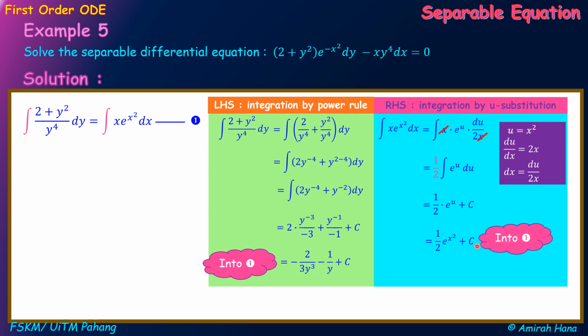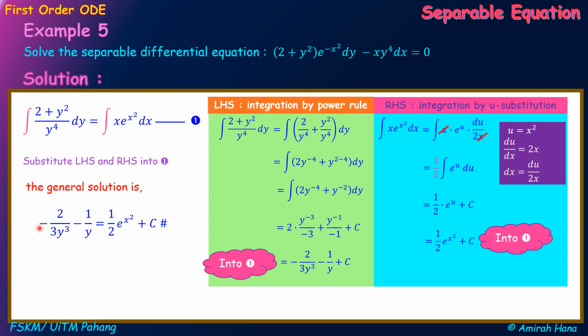After that, we can substitute into equation 1. Substitute the left hand side and right hand side into equation 1, so we get the general solution. After we substitute, we get this. After we integrate 2 plus y squared over y to the power of 4 dy, we get negative 2 over 3 y cubed minus 1 over y. And that equals, after we integrate the function on the right hand side, half e to the power of x squared plus c.